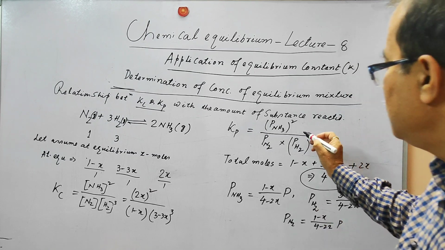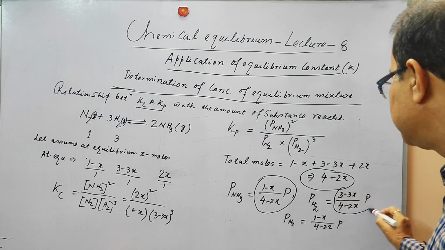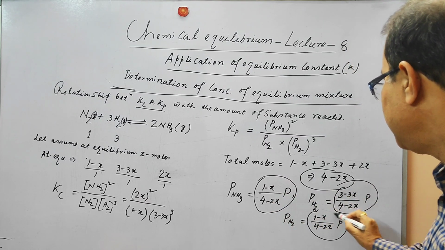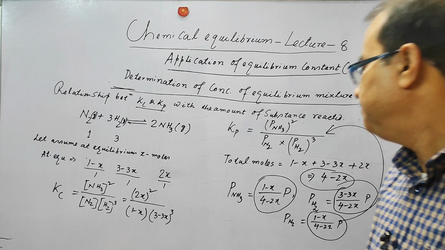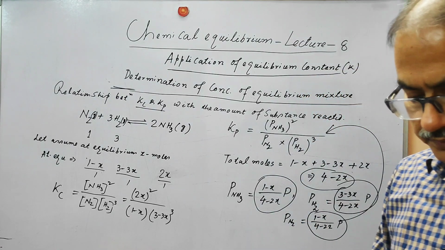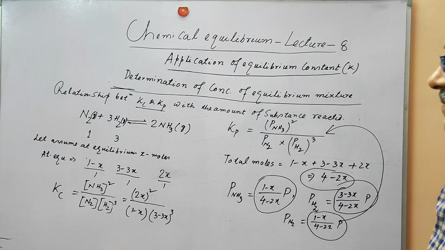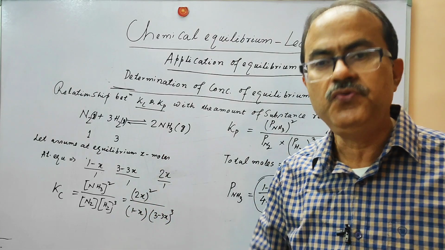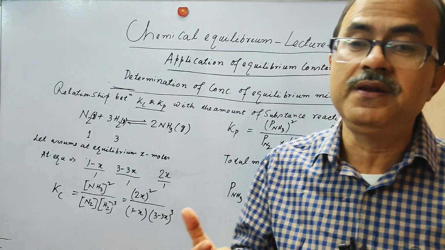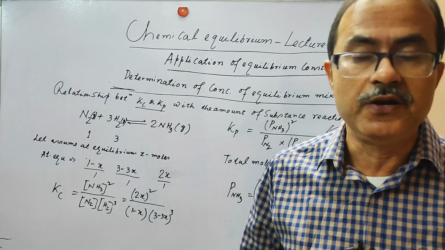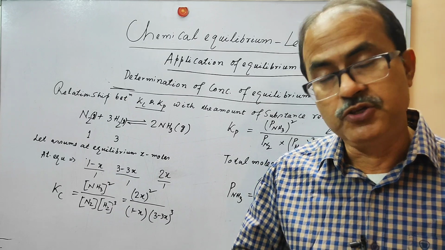So when we put these values in this formula, the partial pressure of ammonia, partial pressure of hydrogen, partial pressure of nitrogen, you will get the Kp in terms of substance consumed. This is a very important relationship that you need to understand. Now, to understand it, we will solve the type of numerical question that may come, and you will have a much clearer idea.